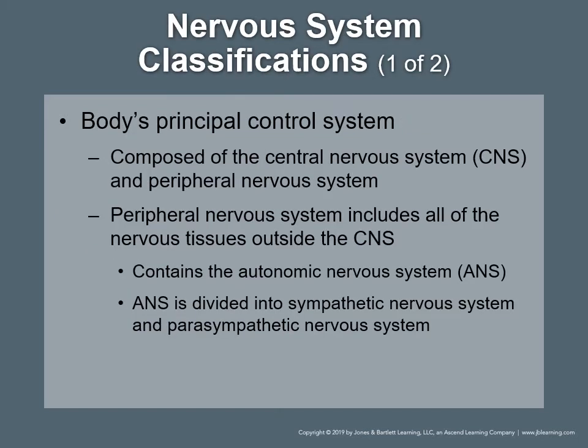Nervous system classifications. The nervous system is the body's principal control system. It is composed of the central nervous system and the peripheral nervous system. The central is made up of the brain and spinal cord, and peripheral includes all of the nervous tissues outside of the central nervous system. The peripheral nervous system also contains the autonomic nervous system that controls all automatic or involuntary functions. It is divided into the sympathetic and parasympathetic nervous systems.